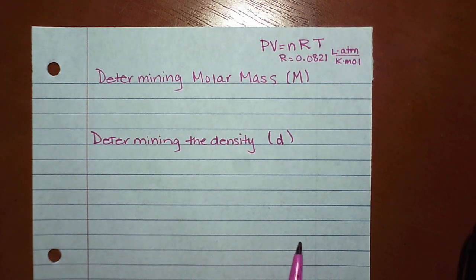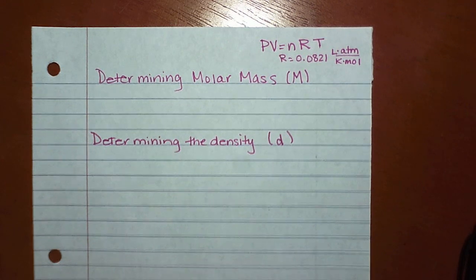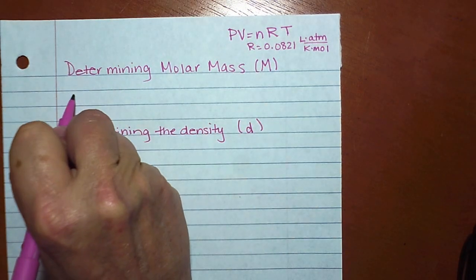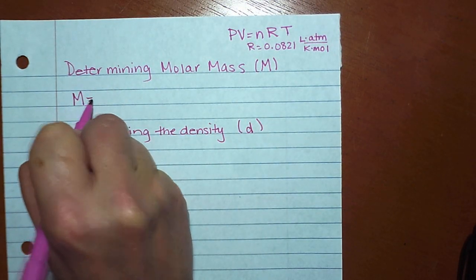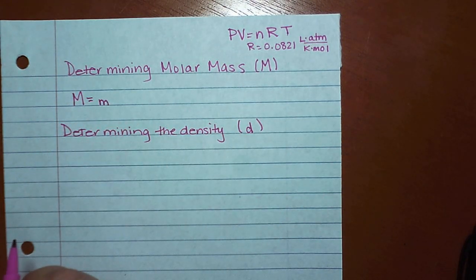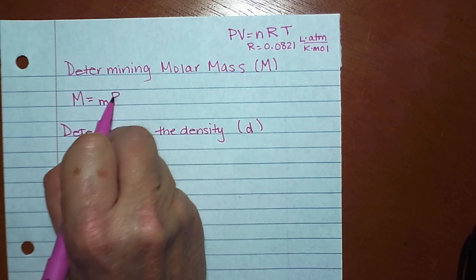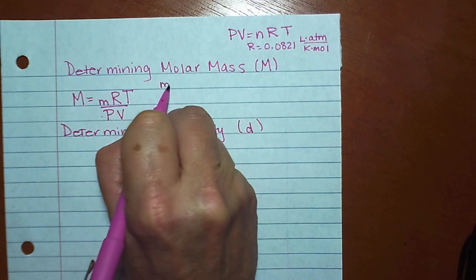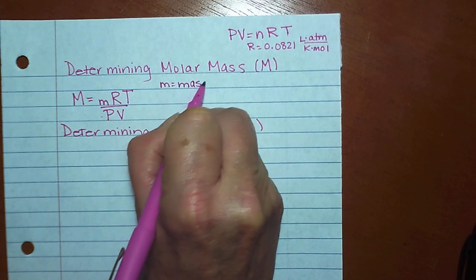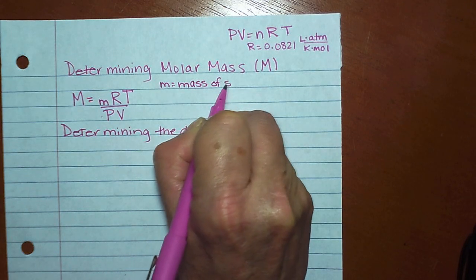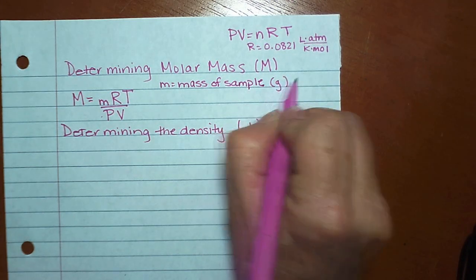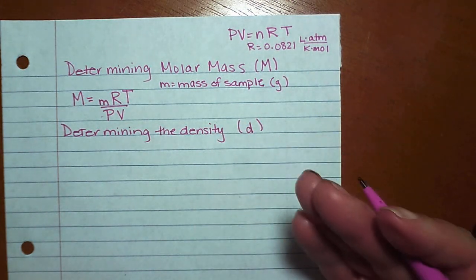So the first formula is for molar mass, and that formula is molar mass equals mass of the sample, RT over PV. So that little m is equal to the mass of the sample in grams. So remember, molar mass is equal to grams per mole.